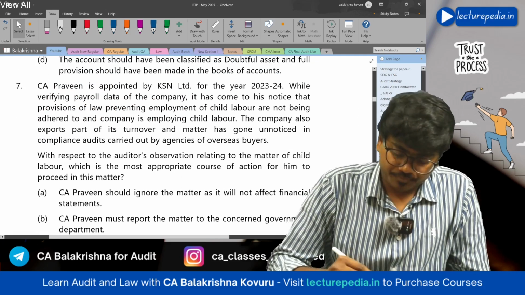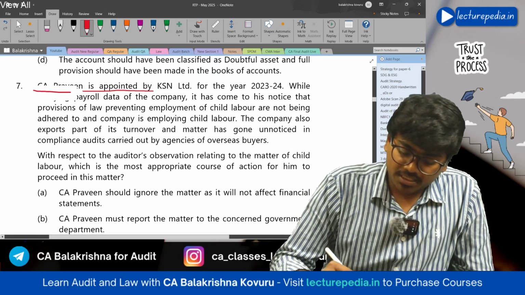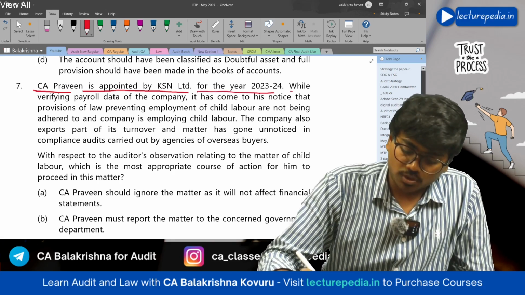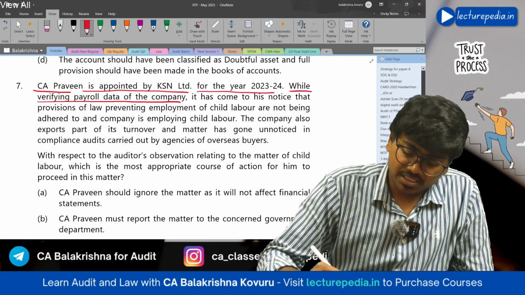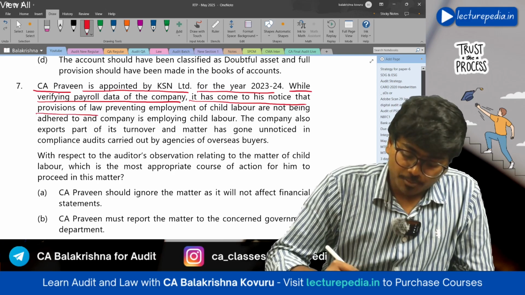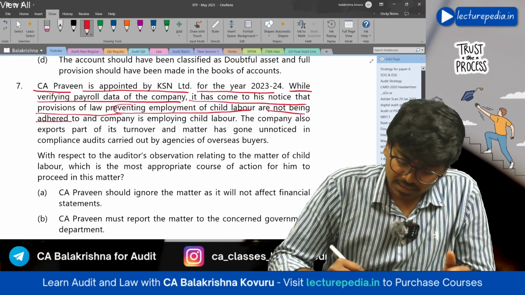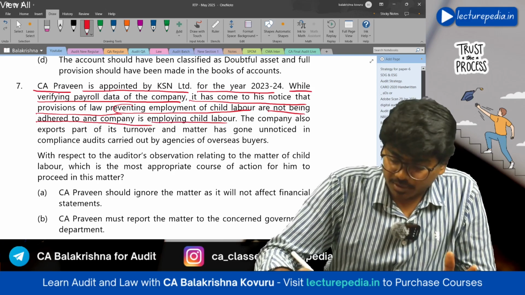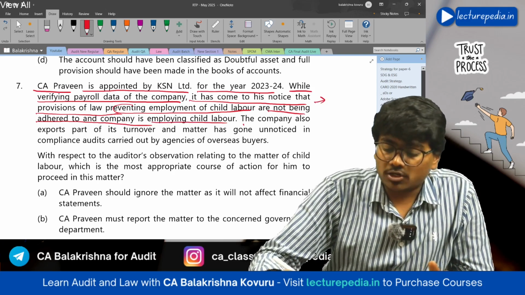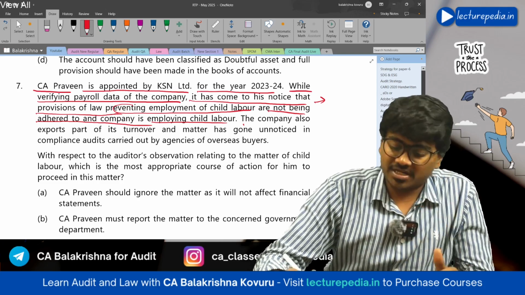Next, seventh MCQ. CA Praveen is appointed by KSN Limited for the year 23-24. While verifying payroll data of the company, it has come to his notice that provisions of law preventing employment of child labor are not being adhered to and company is employing child labor. Okay. Now, this is other law because this will not have any effect on the financial statements.